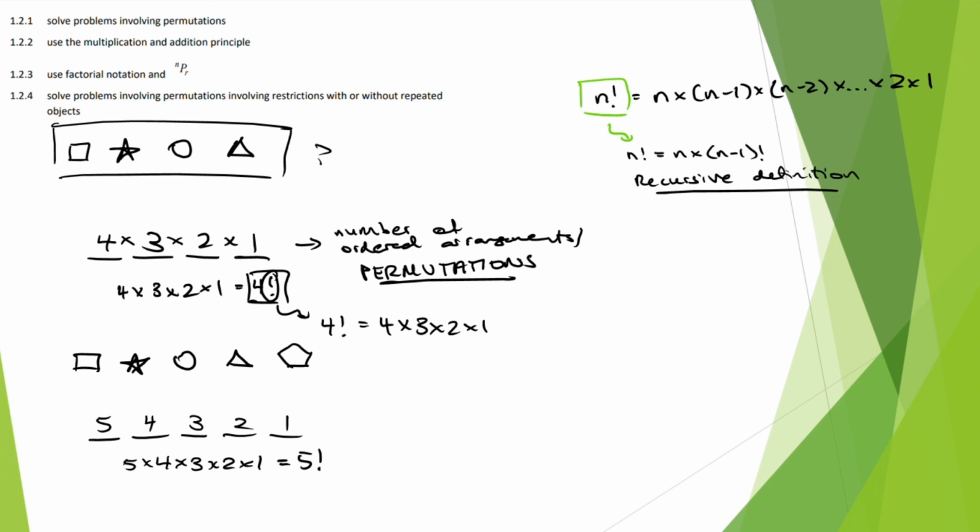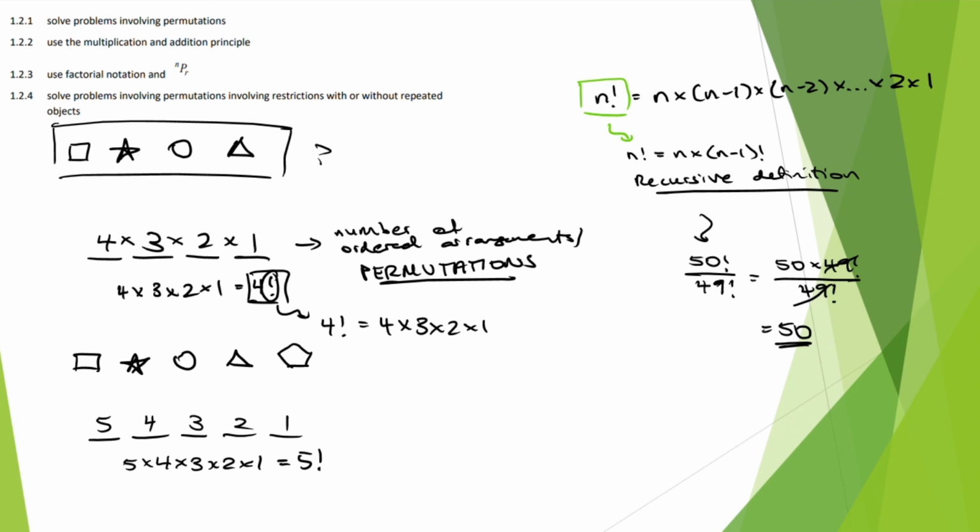It's particularly useful if, for example, we are trying to simplify something like 50 factorial over 49 factorial. In this case, we can write 50 factorial as 50 times 49 factorial, divided by 49 factorial, cancel them out, and we just get 50. Alright? So that's the recursive definition of permutations.